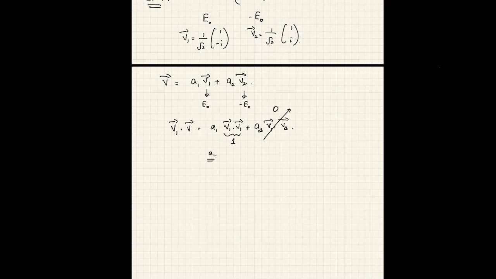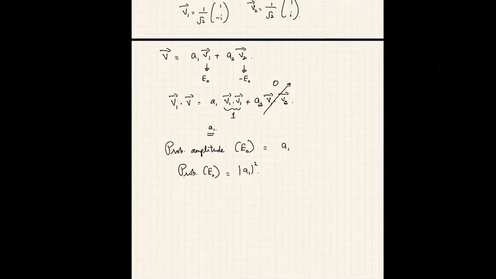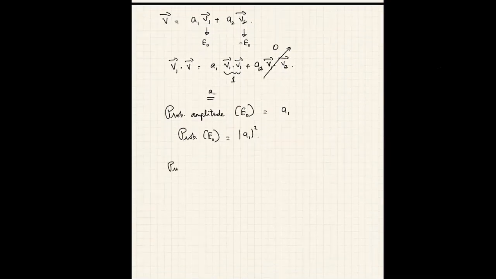So since V1 is the eigenvector associated with the energy eigenvalue E0, I claim that the probability amplitude that I will get the value E0 in this idealized experiment is the number A1. And the probability that I will get the value E0 is mod A1 squared, okay? Now this crucially rests on the fact that V1 and V2 are orthogonal, so I can use the projection in this easy fashion. Similarly, the probability of getting the value minus E0, the second eigenvalue, as you can easily guess, is mod A2 squared.